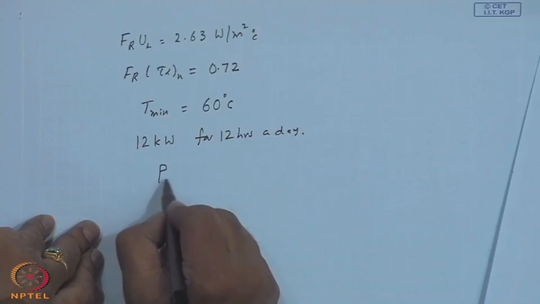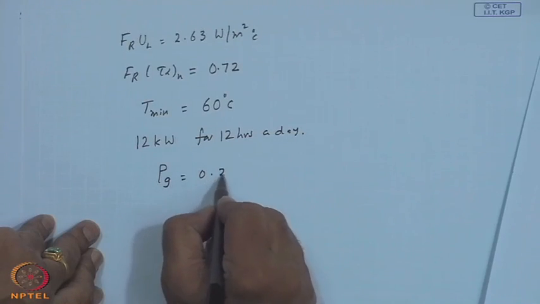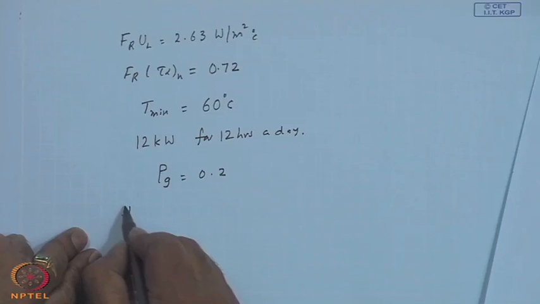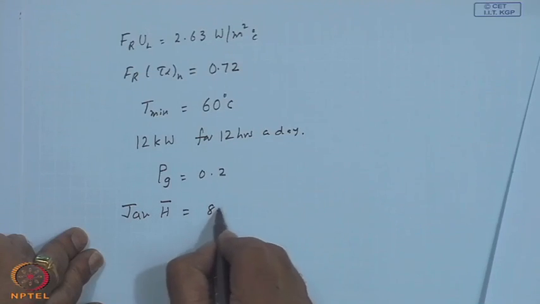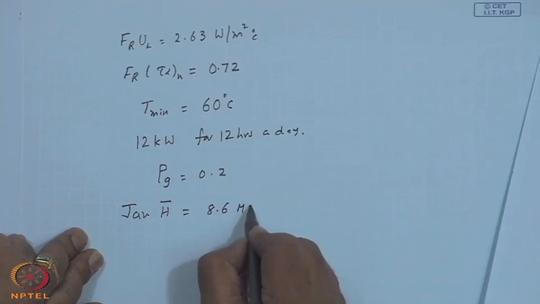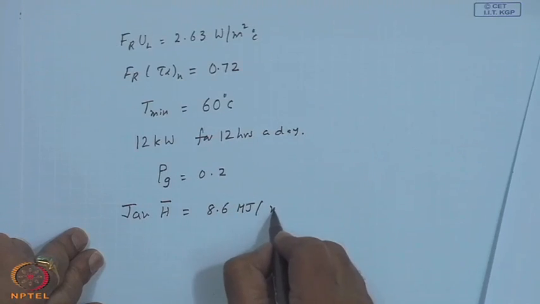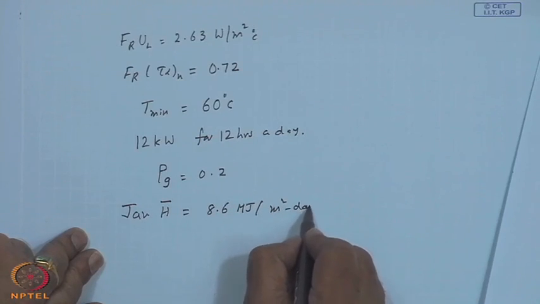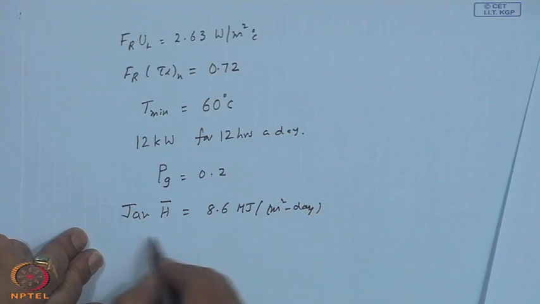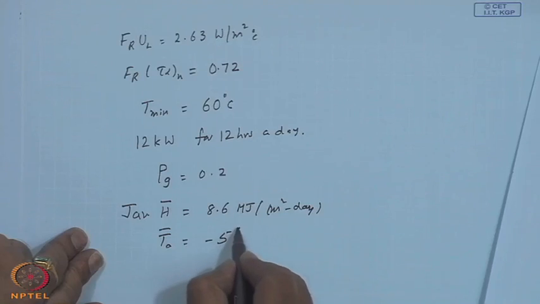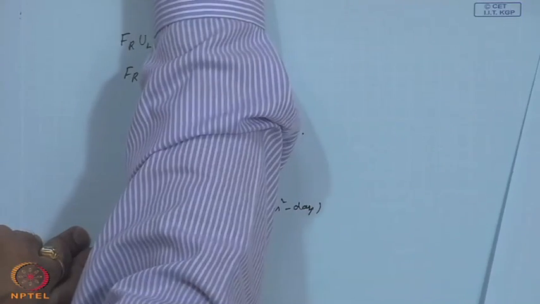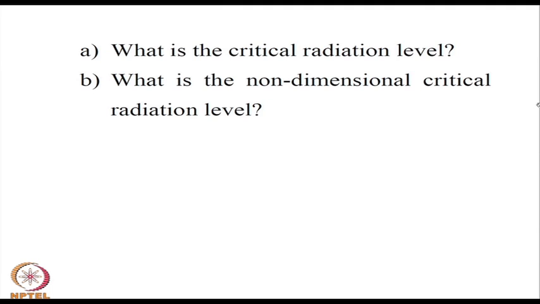Of course, the other data: ground reflectance is 0.2. For the month of January, H bar is 8.6 megajoules per meter square day, and ambient temperature is -5 degrees C. So, this is the given data, from which we wanted to calculate the critical radiation level.